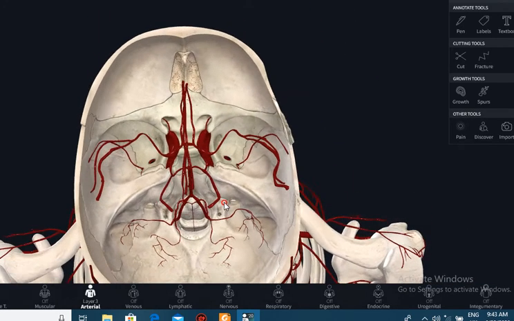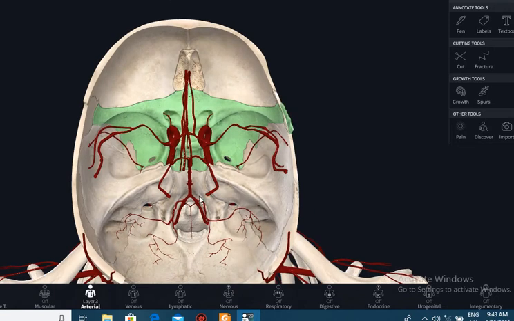Now we have this vertebral artery. The vertebral artery continues above here. The first branch of the vertebral artery is going to be the inferior cerebellar arteries. So these are the inferior cerebellar arteries here. It's going to give the anterior inferior cerebellar artery and also the posterior inferior cerebellar artery. So that is the first branch of the vertebral arteries.